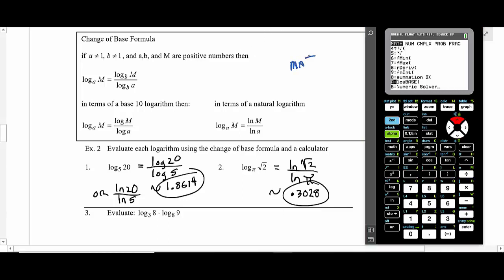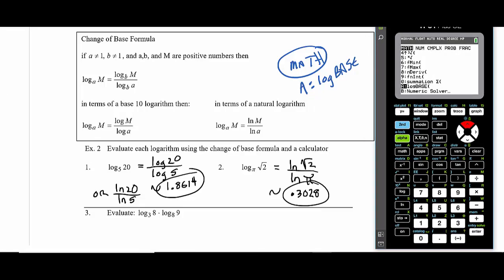If you do the math button, and then you do option A, log base. I just never use this because the change of base formula is so easy to use, and I always forget where this is. So it looks like you can go there and it sets it up for you. Like this problem number 1, you have the base 5, and then you have the 20 there. So it'll do all these things for you. It gives the same answer. So that's up to you how you do that. But I do want you to know the change of base formula because it's very, very important, I think, in Calc 1 when you're dealing with logarithms.